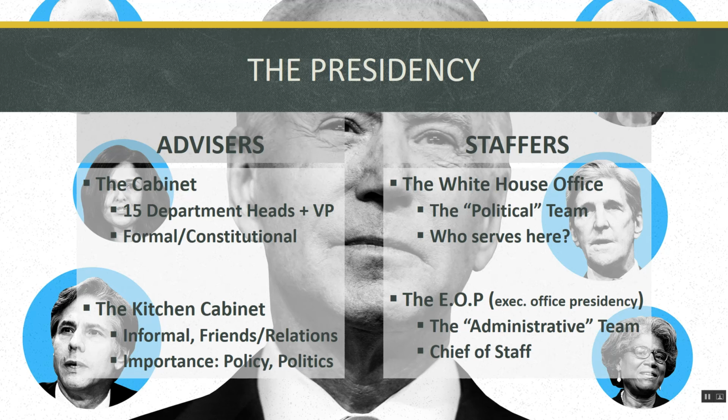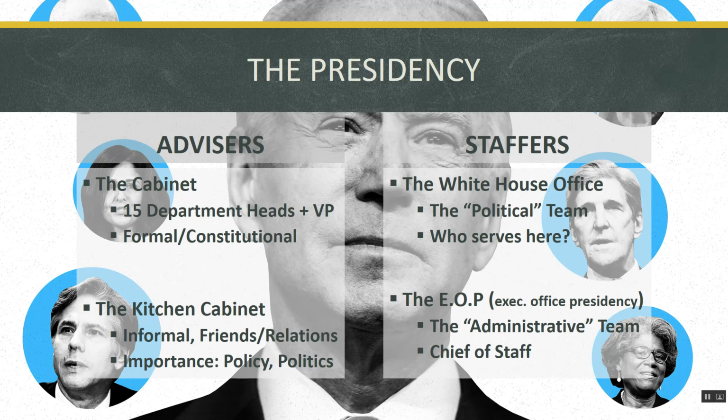Now that we're done talking about the two major groups of advisors within the presidency, let's jump to the right side of your screen and talk about the two major groups of staffers or day-to-day office workers within the presidency. There are two groups of staffers that we need to talk about, and we're going to start with the White House office. The White House office is the personal office of the president, which tends to the president's political needs and manages the media. You can think of the White House office as the president's political team.